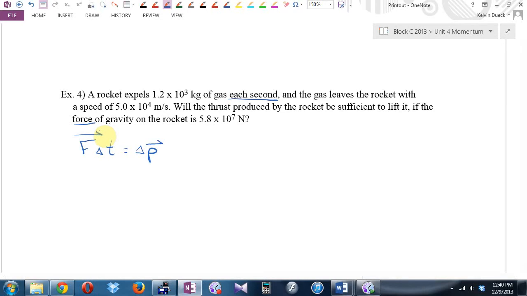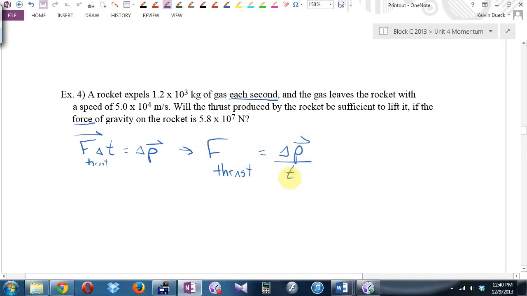And in particular, I think what we're talking about here is the thrust force. How big is that thrust force? Curtis, let's get it by itself. How would I get the thrust force by itself? Okay. So the force is going to be the change in momentum divided by time. This is how any rocket works.